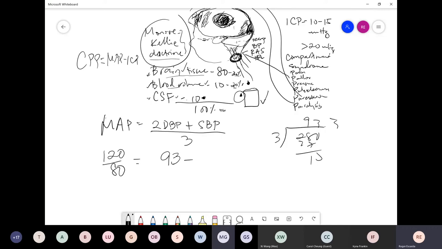So MAP is twice your diastolic plus your systolic divided by 3. So if it's 120 over 80, that means 160 plus 120, 280 divided by 3. So that's 93.3 something. And let's say your ICP is 21. What is my cerebral perfusion pressure? It is 72.